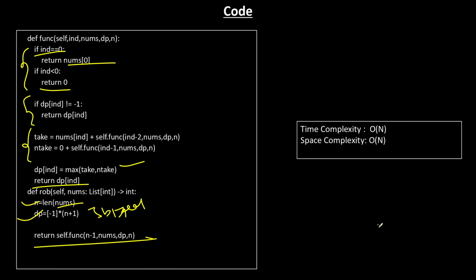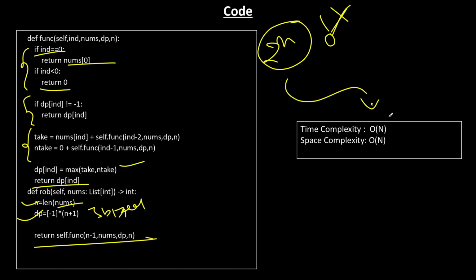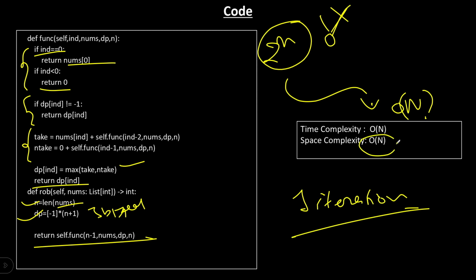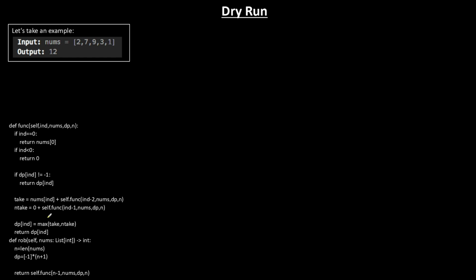Now time complexity: in the recursion it was 2 to the power n, because for each element we were taking both the conditions. But here, since we have avoided that, time complexity boils down to O of n, because we are doing it in only one pass. And space complexity is O of n because the DP array which we have created is of size n. So I hope you understood the code explanation. Let's move to the next slide.